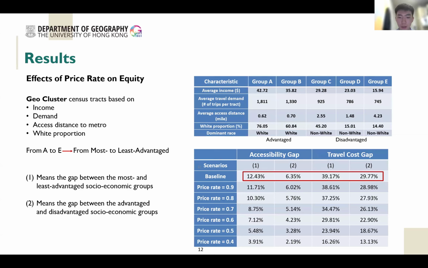And as the price rate decreases, as the costs of the autonomous ride-hailing fares are lower, these gaps decrease, and this trend is significant, which means that the lower price can benefit the disadvantaged groups more than the advantaged groups, helping to narrow the gaps and improve travel equity.